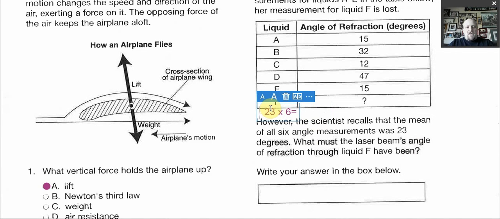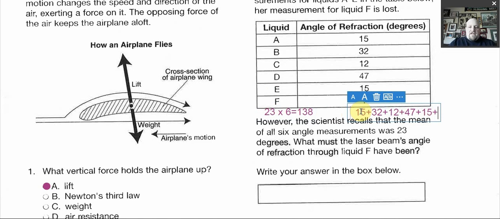it's 121. So 23 times 6, go ahead and add that up. Use your calculator. It's 23 times 6 equals 138. So then you're going to go ahead and add up all these. So 15 plus 32 plus 12 plus 47 plus 15. And that's going to equal 121.